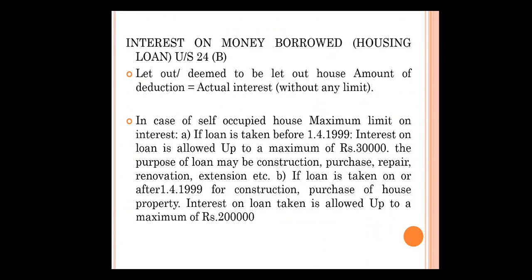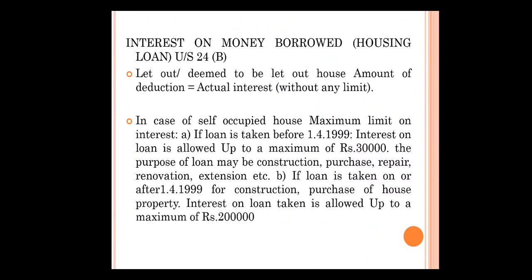If we pay any amount of interest, we can reduce that amount from the net annual value. And then for a self-occupied property, there is a restriction. If the loan is taken before 1/4/1999, interest on the loan is allowed up to a maximum of rupees 30,000. If the loan is taken after 1/4/1999, we can have a deduction of rupees 2 lakhs.